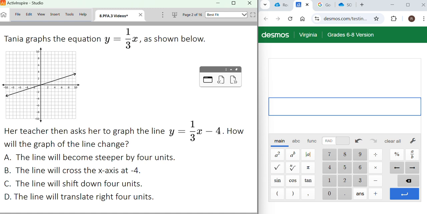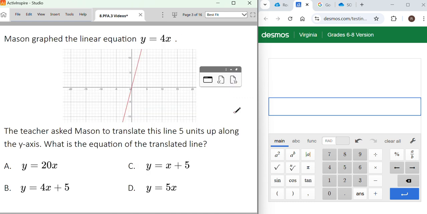Your choices are: the line will become steeper by 4 units, the line will cross the x-axis at -4, the line will shift down 4 units, and the last choice is the line will translate right 4 units. If you add a y-intercept of -4, that line is going to translate or shift down 4 units because all it changes is the y-intercept. It changes it from 0, 0 to 0, -4.